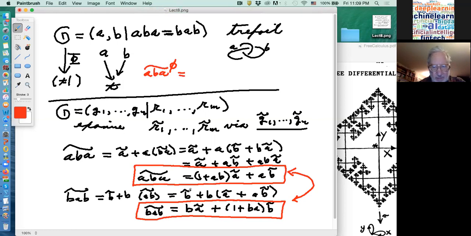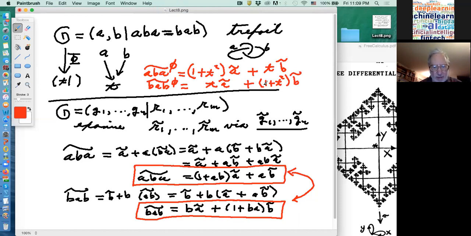And then it becomes 1 plus T squared times A tilde. A tilde is still just the name of the cell. Plus T times B tilde. All right? And the other one, BAB tilde, simplifying it into the group ring, becomes T A tilde plus 1 plus T squared times B tilde. Now I want you to look at that while I get another slide.